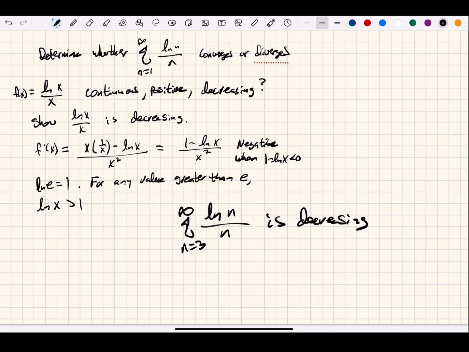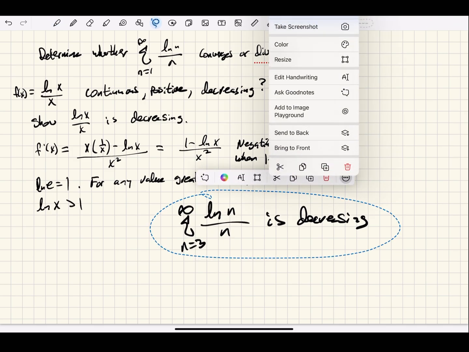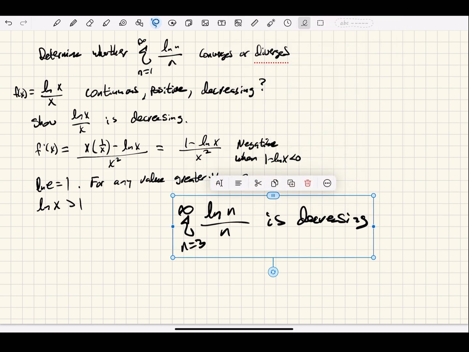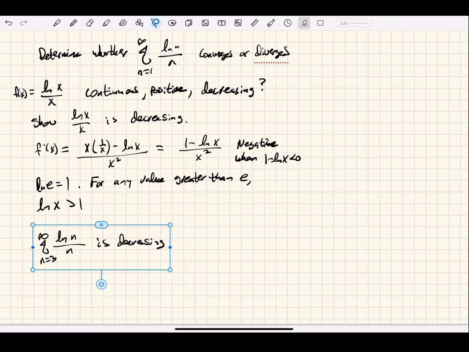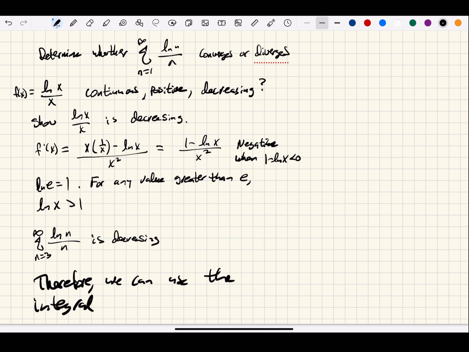So now, what does that mean? I mean, I haven't done anything yet, really, have I? We proved that we can use the integral test. Yes, good job. Okay, so here's what we can say. We can say, therefore, we can use the integral test. Okay, so let's do that.